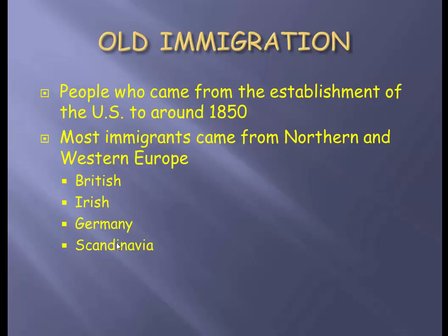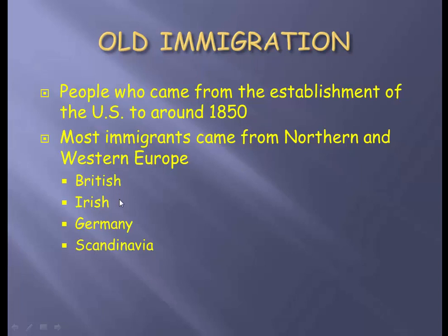So the old immigration are going to be the groups that came after the colonial period, but right before the Civil War. They came up to the Civil War. So people came from the establishment of the United States, colonial period, up to around the 1850s, 1860s, right in there. Most of those immigrants, once again, came from Northern and Western Europe. If you've been paying attention in class, we've been really highlighting that, right? Old immigrants, Northern and Western Europe.